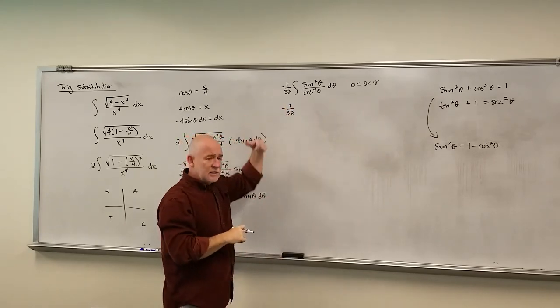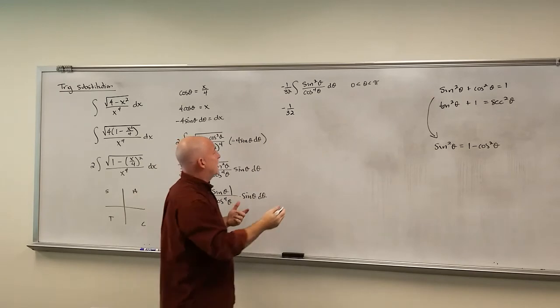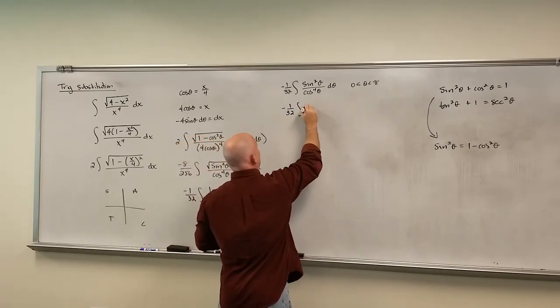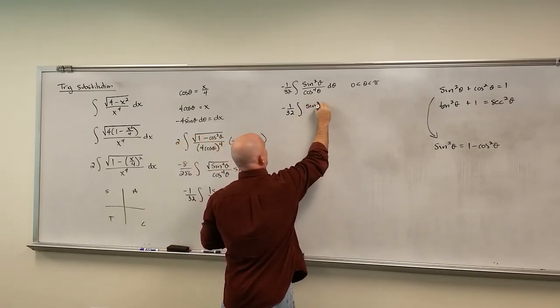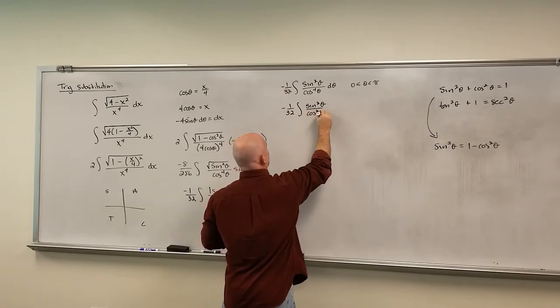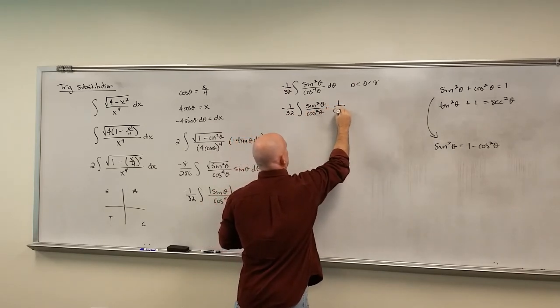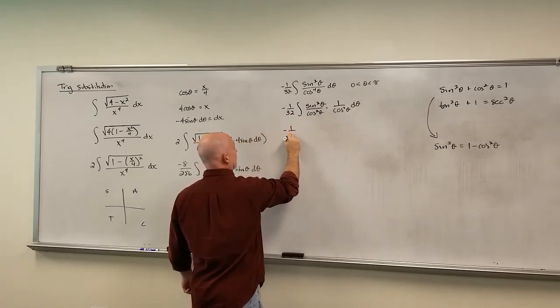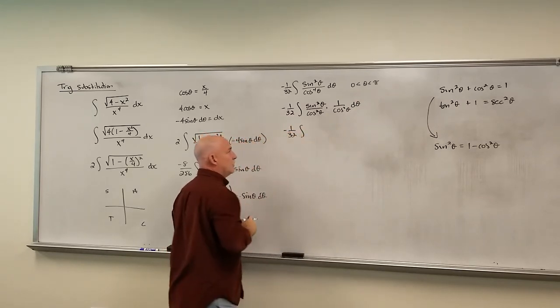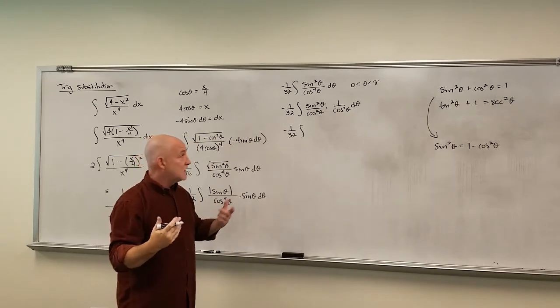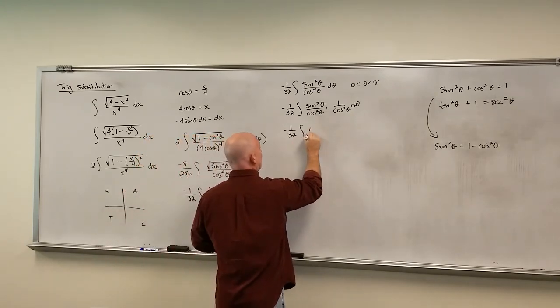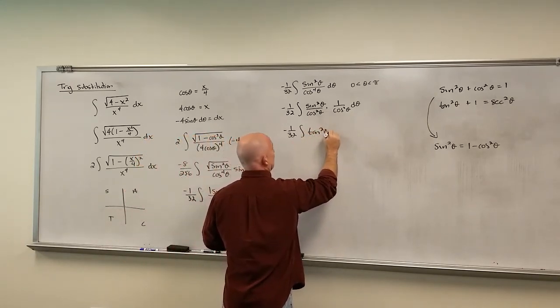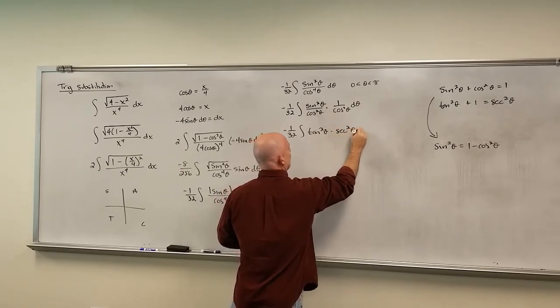Because I saw that sine over cosine, I'm thinking tangent stuff. What if I were to write this as sine squared theta over cosine squared theta times 1 over cosine squared theta d theta? Now, why would I break it up like that? Well, we've seen in the past we did a lot of integrals with tangents and secants. But what would we have here? We'd have tangent squared theta times secant squared theta d theta.